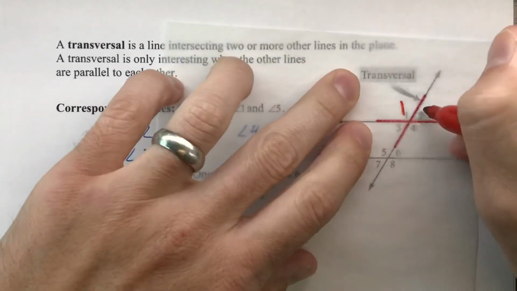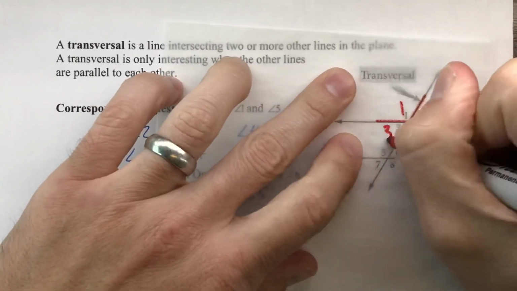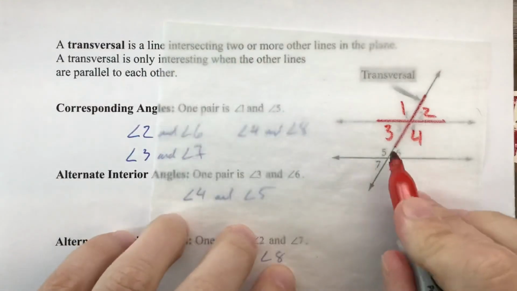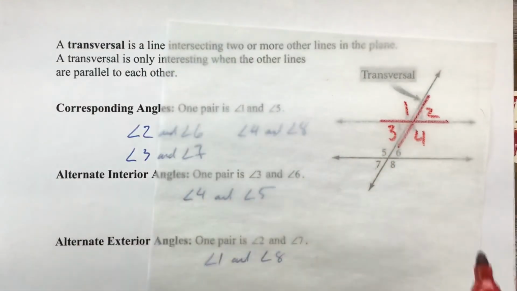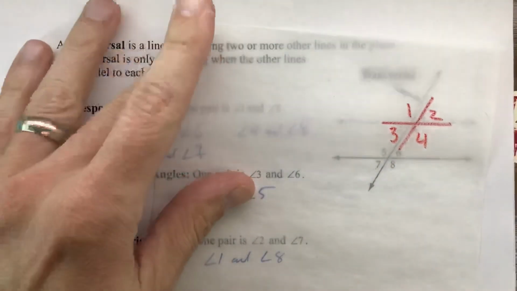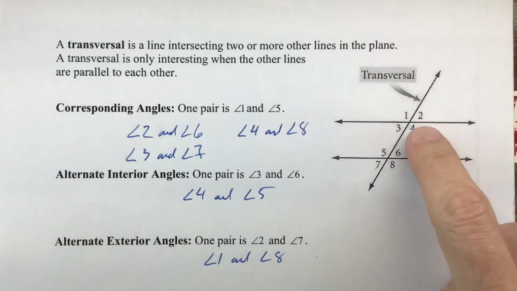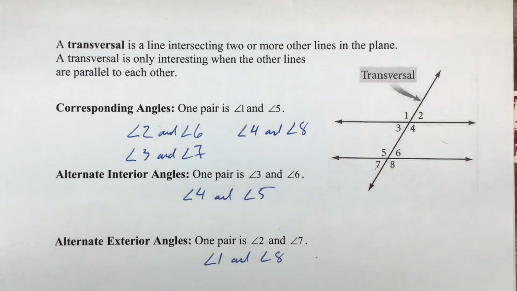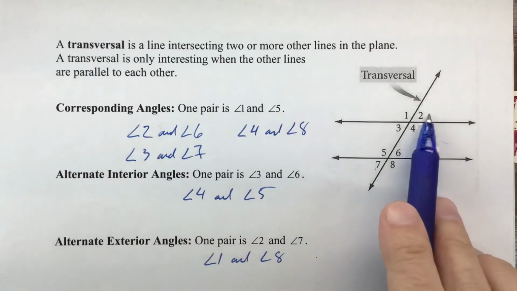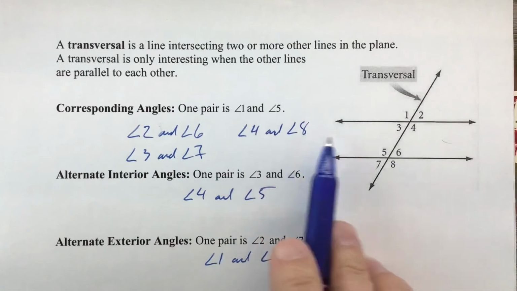All right, I'm going to label the angles. We got 1, we got 2, 3, and 4. I'm not going to trace the angles that are down here. One of the reasons for that is because when we look at all these pairs, what we're actually doing is building a relationship from the top intersection to the bottom intersection, right? If you look at your pairs, we've got 2 and 6, top and bottom. We've got 4 and 8, top and bottom.